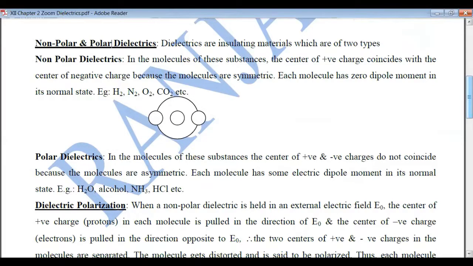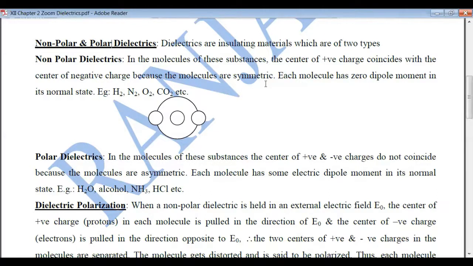Now the next topic is non-polar and polar dielectrics. Dielectrics are the insulating materials which are of two types. The first one is non-polar dielectrics, in which the molecules of these substances are such that the center of positive charge coincides with the center of the negative charge, because the molecules are symmetric.